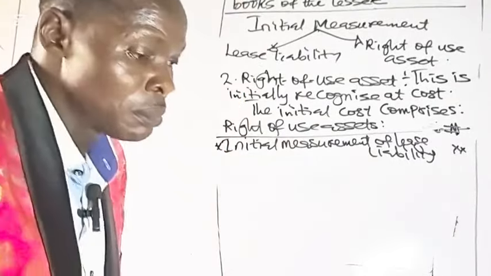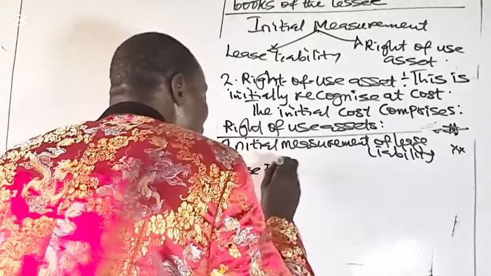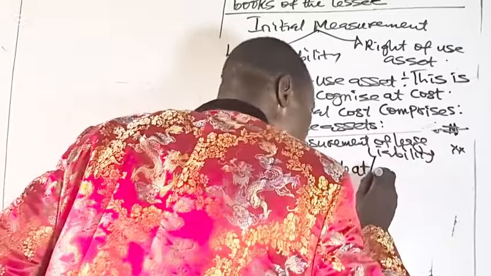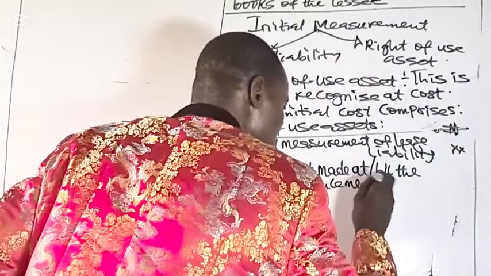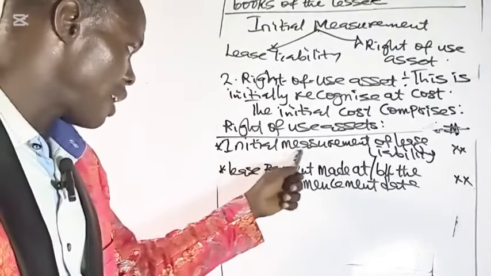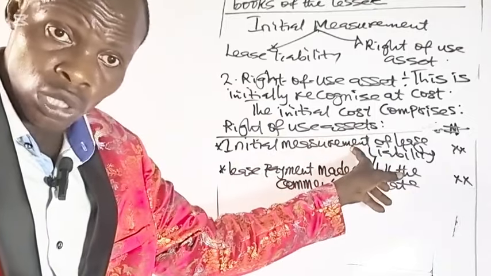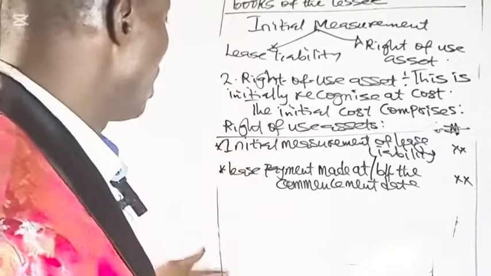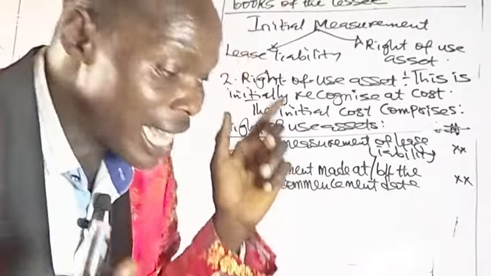Then we have lease payments made at or before the commencement date. Remember, I've told you the future lease payments are to be discounted to get the initial value of the lease liability. So the past costs, those payments that have been made before the commencement of the lease, will not form part of the cash flows discounted to give you the lease liability. Those costs that have been paid before the commencement date of the lease, you add them.